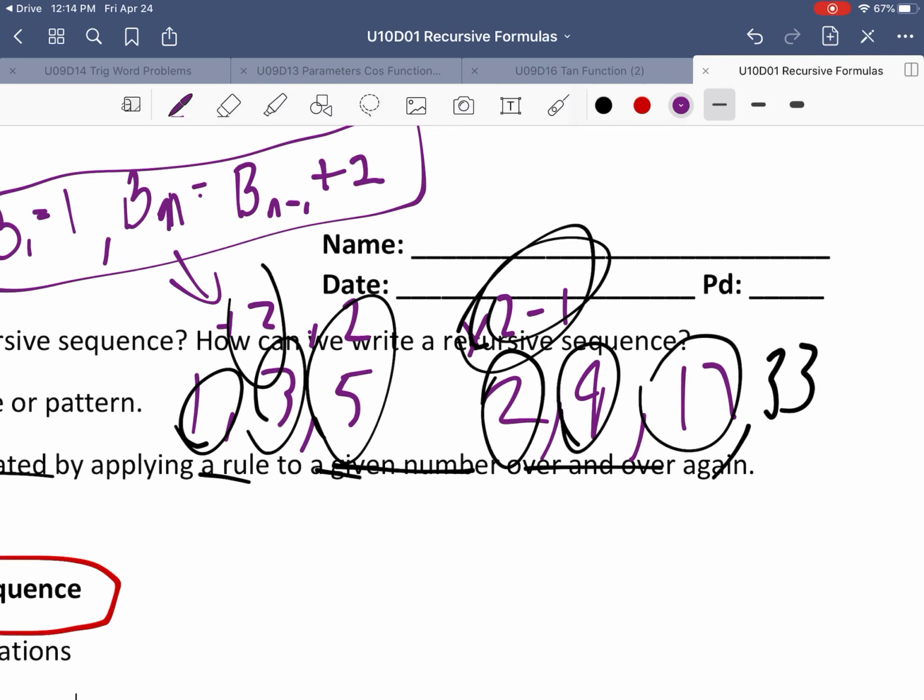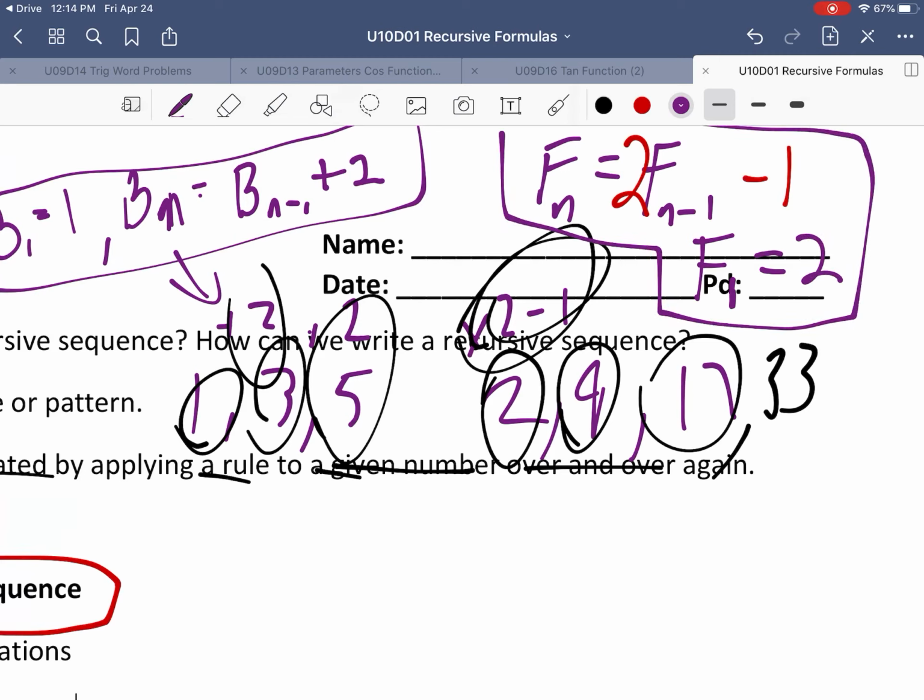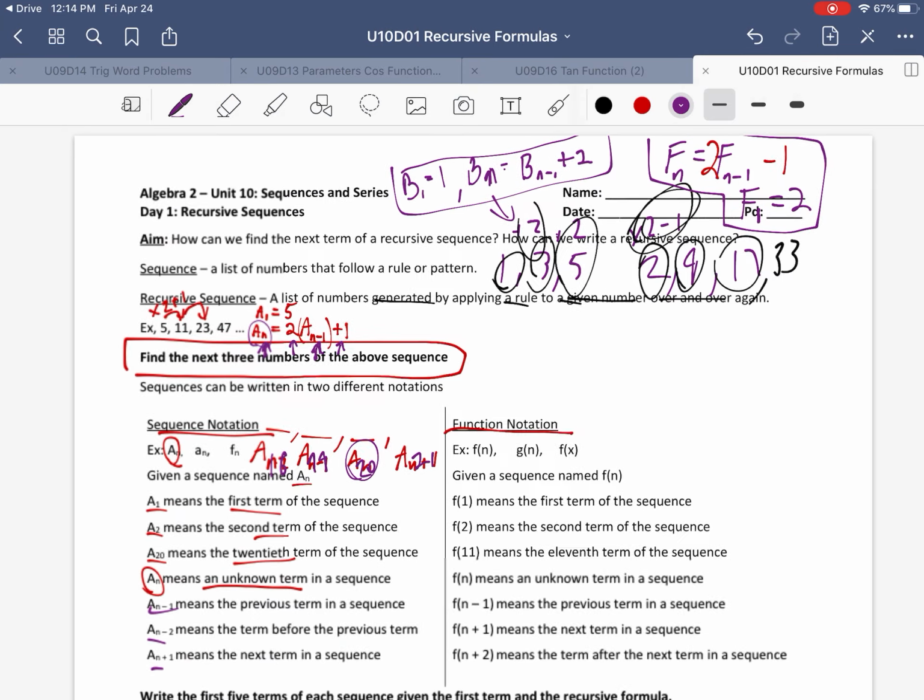We can write one for this sequence as well. This one we can call Fn, and we'll say that its rule is to look at the term that came before, Fn minus 1. We're going to multiply it by 2 and then subtract 1. And we also need to label that f of 1 is equal to 2, because we need to know the starting value for this sequence. So these are these 3 sequences written in sequence notation.